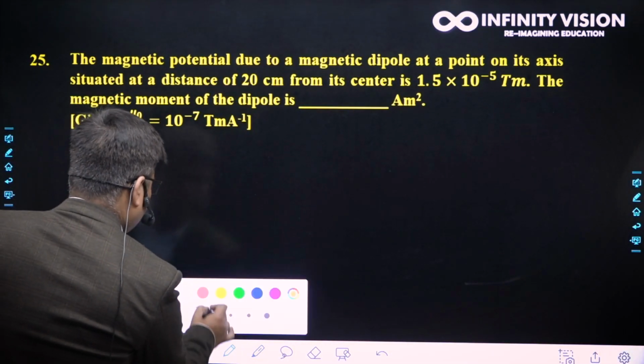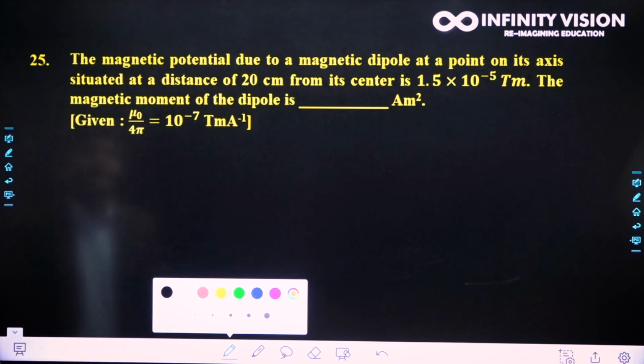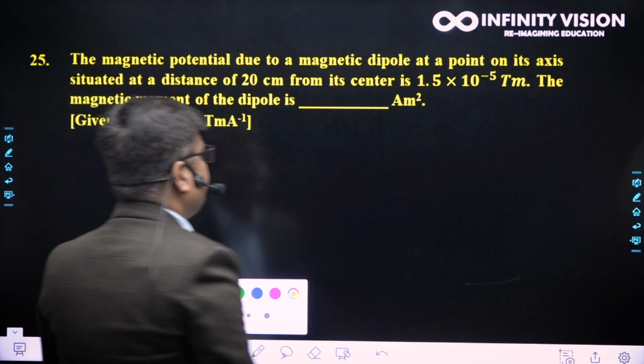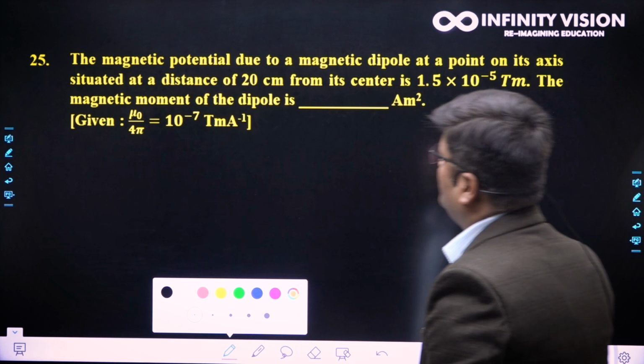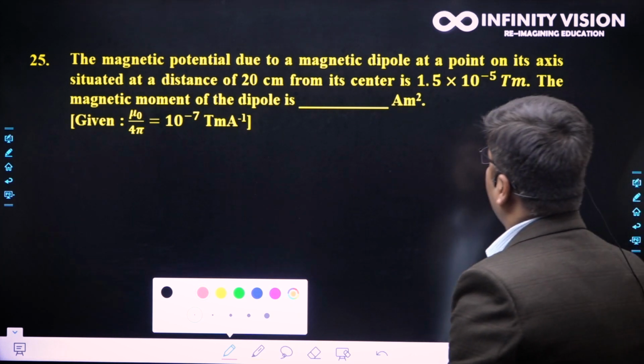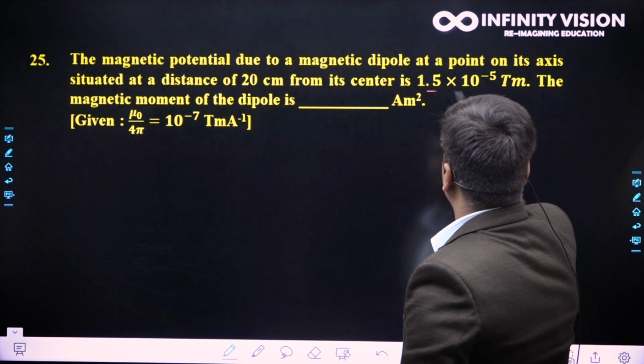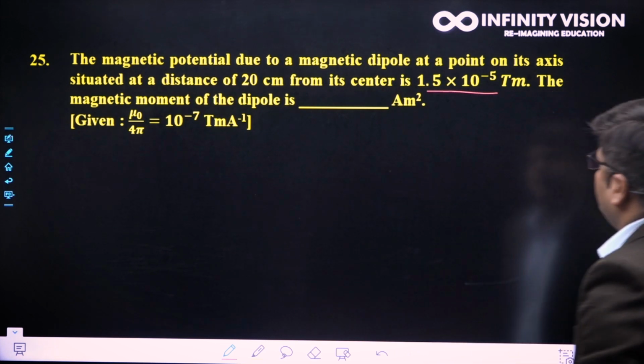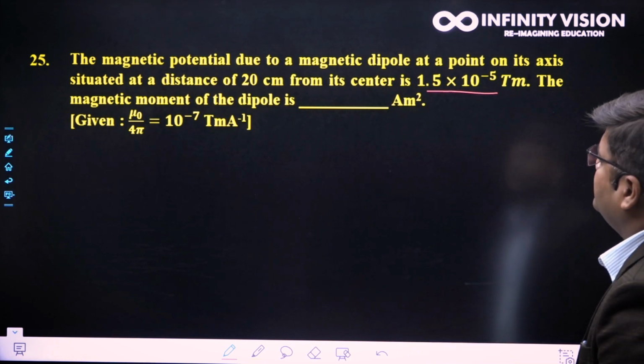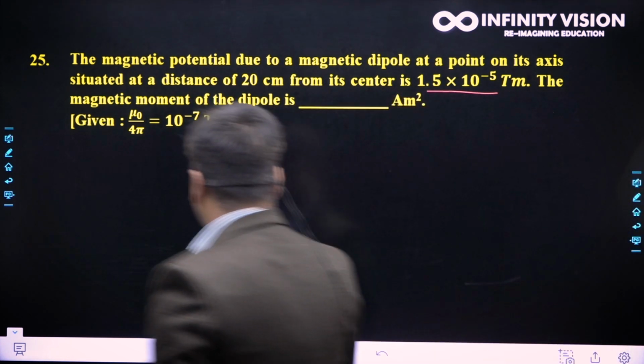Now coming to question number 25. The magnetic potential due to a magnetic dipole at a point on its axis situated at a distance of 20 centimeter from its center is 1.5 into 10 raised to the power of minus 5 Tesla meter. The magnetic moment of the dipole is. This question is from magnetic dipole moment.